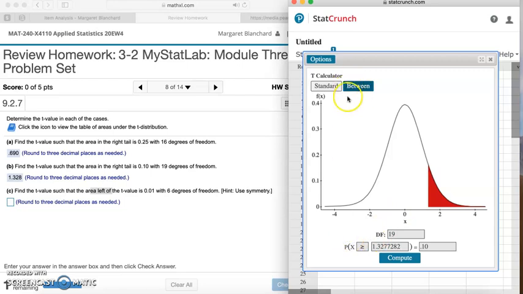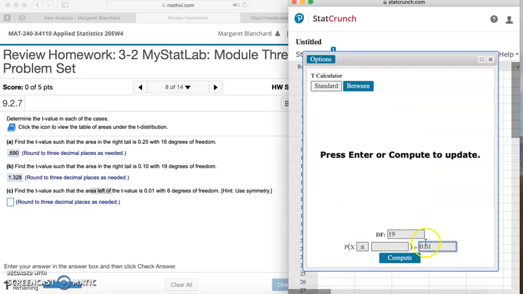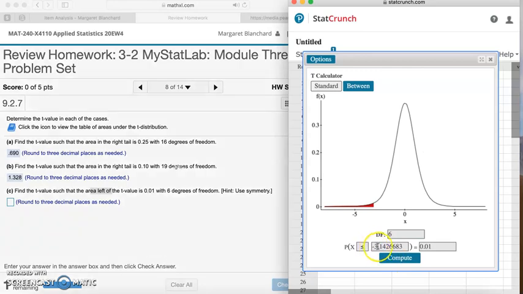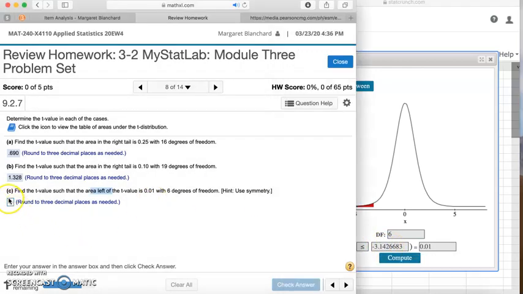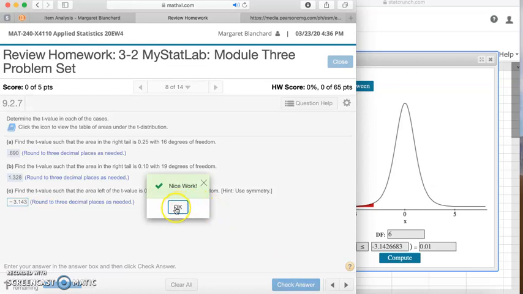So let's go ahead and do it here to see how we would use this in StatCrunch. In StatCrunch, we would switch this around to less than. See how now it shades that area to the left. We want to find where the area is 0.01, and we are given 6 degrees of freedom. That gives us a value of negative 3.143 when we round that up. So let's plug that in, make sure that's correct. 3.143, check answer, nice work.